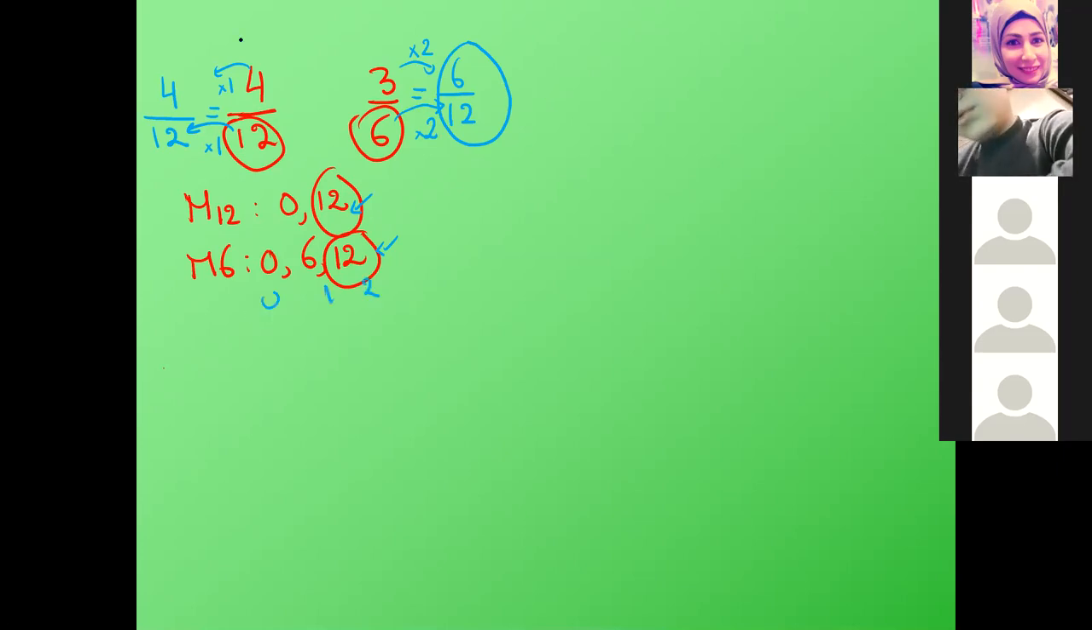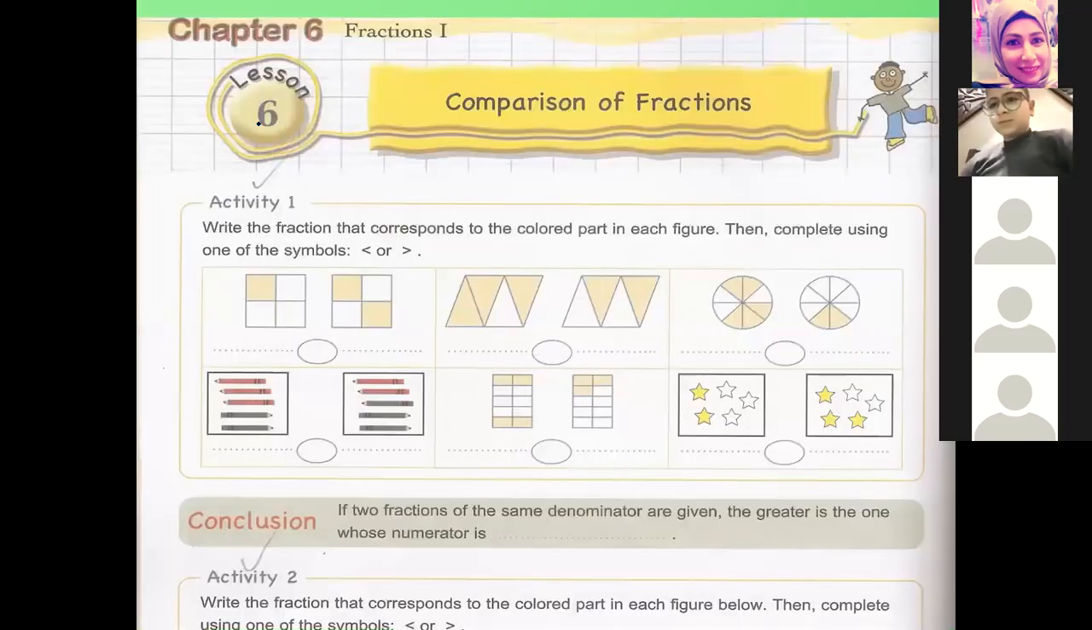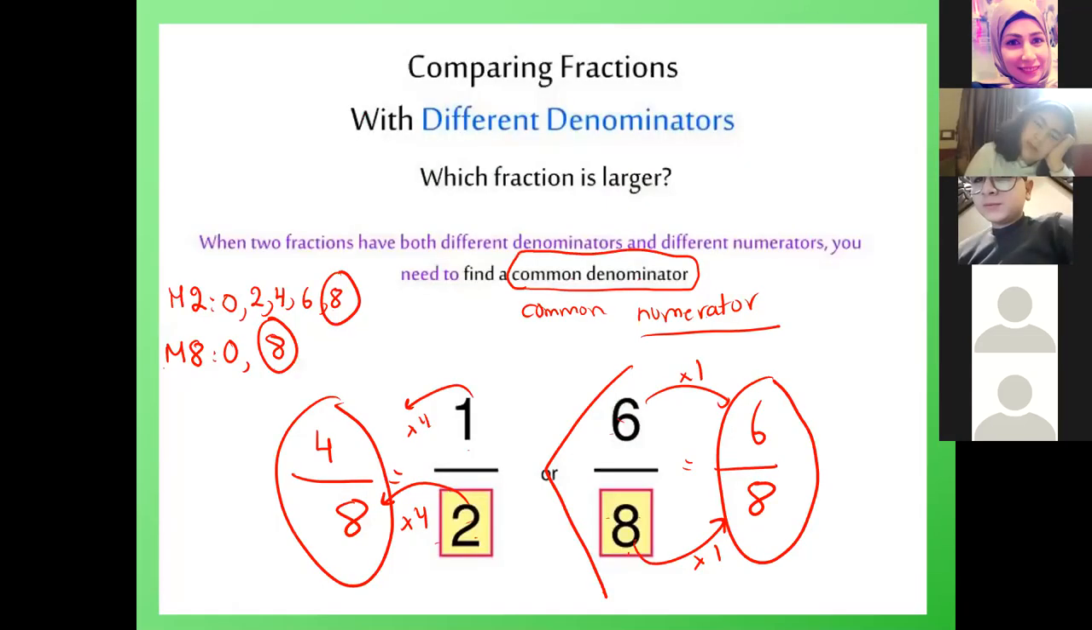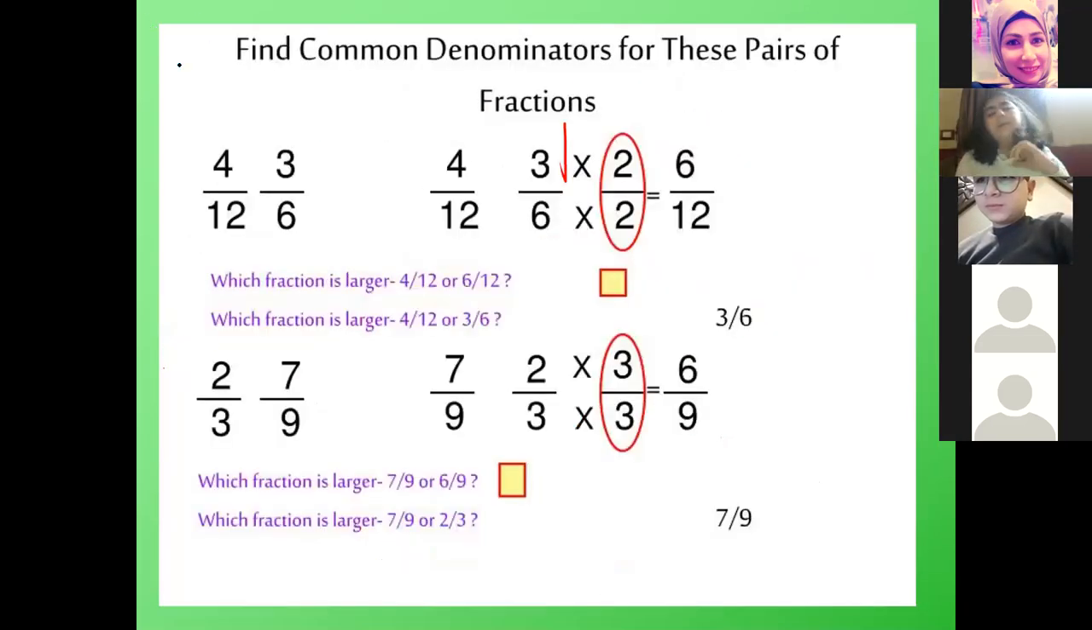Now let's compare 6/12 or 4/12. Which one is the biggest? 6/12. So 3/6 is bigger than 4/12. Is it clear? It's clear. So 3/6 is bigger than 4/12.